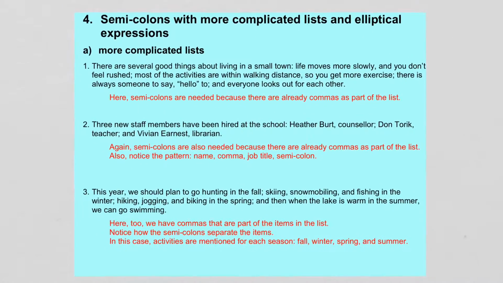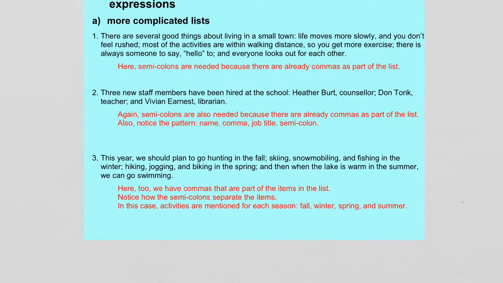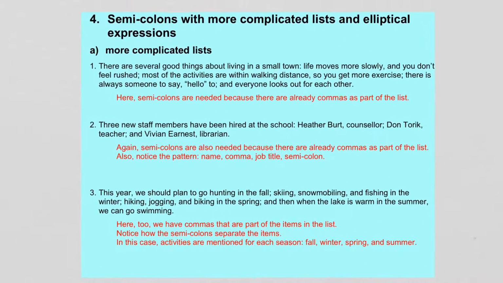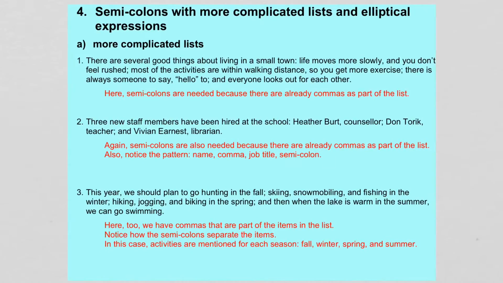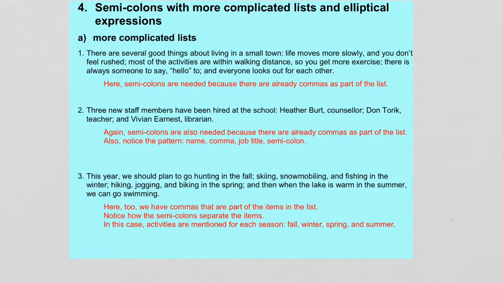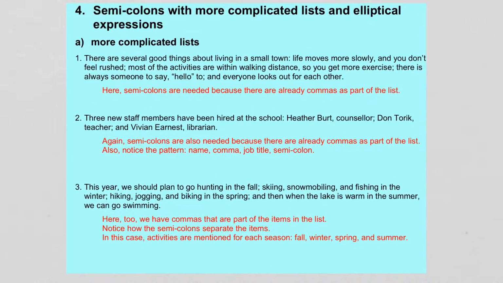All right. Last slide here. We're talking about semicolons with more complicated lists and something called elliptical expressions. All right. Actually, I've taken a few slides to explain this. So let's talk about more complicated lists first. All right. So when we have a more complicated list, we have a scenario where we might already have commas that are part of the list. Let me just read this out, then I'll explain a little bit more.